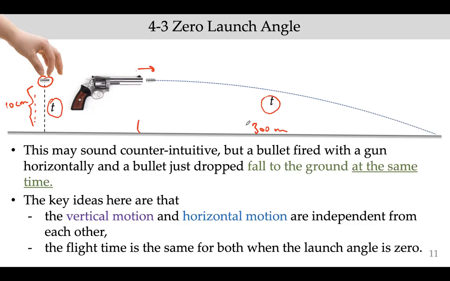So it looks counterintuitive. The second bullet goes 300 meters, but in terms of y motion, they actually fall to the ground at the same time. But that's true. This may sound counterintuitive, but the bullet fired from a gun horizontally and a bullet just dropped fall to the ground at the same time.